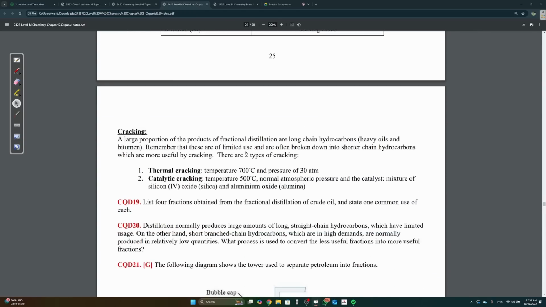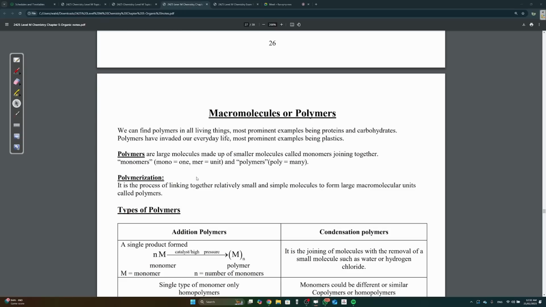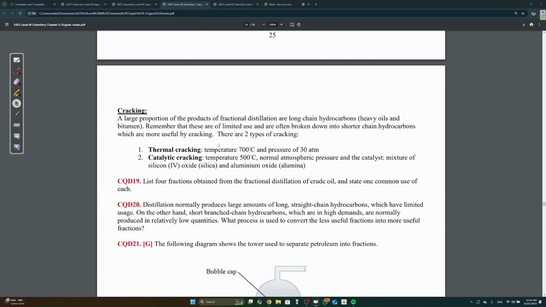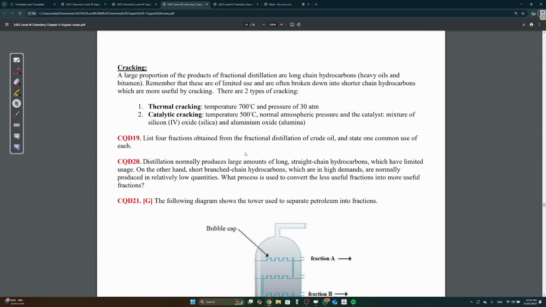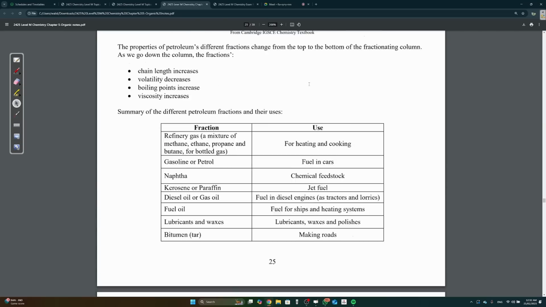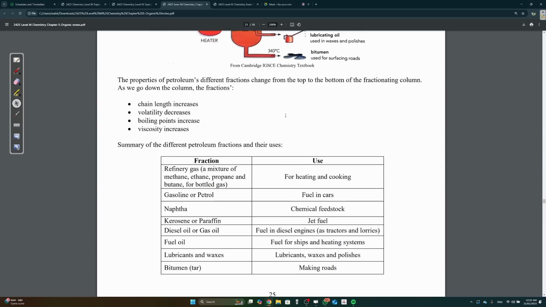Okay, cracking. Now we spoke about cracking a lot at this point. Before we go into polymerization, let's finish this. This recording is almost 2 hours. A large proportion of the products of fractional distillation are long chain hydrocarbons. You need to know that a large proportion of the products here are long chain hydrocarbons.